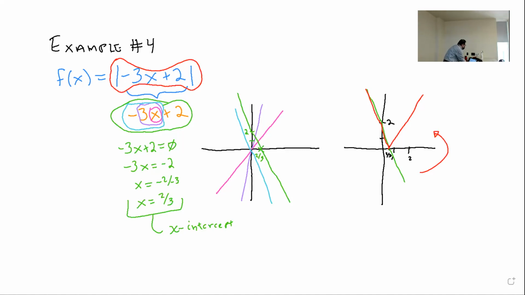I want you guys to try to do example number 5 for next class. We're going to have a workshop next class, but I'm going to ask you guys to try to do example number 5. Yes, go ahead.